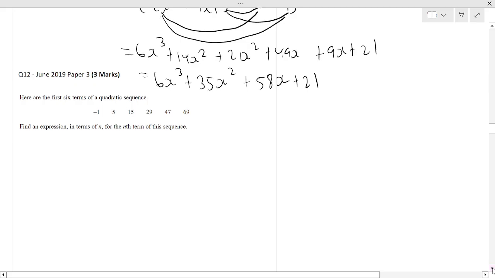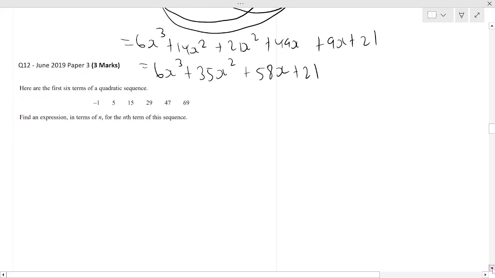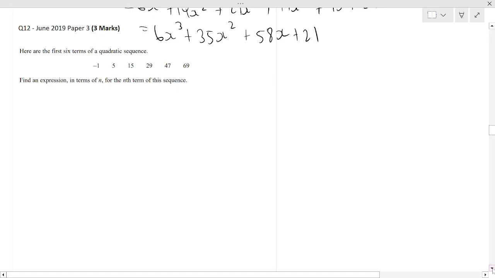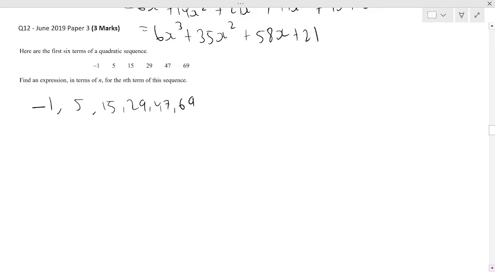Okay. So we're on question 12 now. So this is a quadratic sequence and is asking us for the nth term. I'm not going to go too much into the theory behind it, but the method. Well, write the list again. What you can consider is the first difference between the numbers. So that would be 6. Then that would be 10. That would be 14 between 15 and 29. 29 and 47 would be 18. And 47 to 69 would be 22.